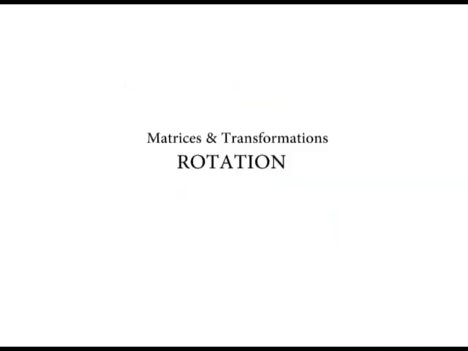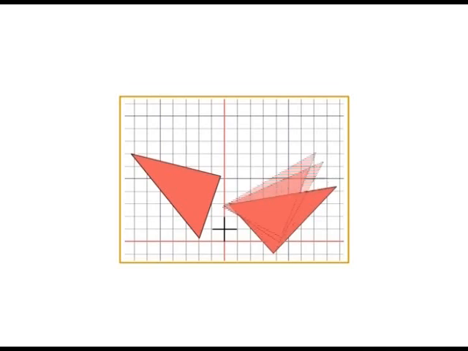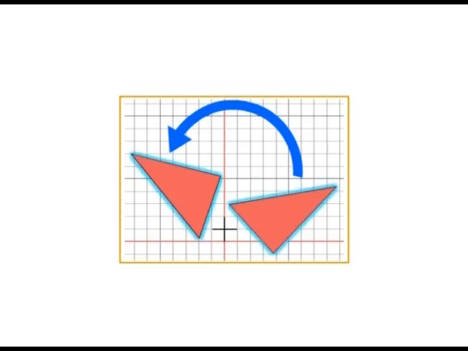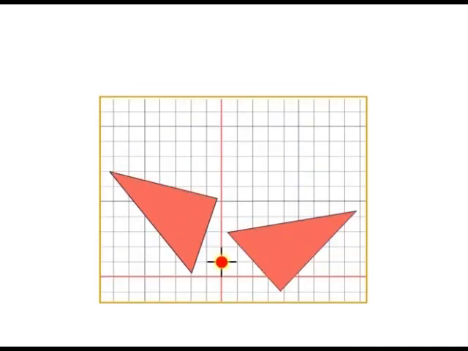A rotation is a transformation that turns a shape through a certain angle about a fixed point. In this example, the figure was rotated anti-clockwise. In a rotation, the object and its image are the same size and shape. The point about which a shape is turned is called the center of rotation. A rotation is fully described by the center and angle of rotation.